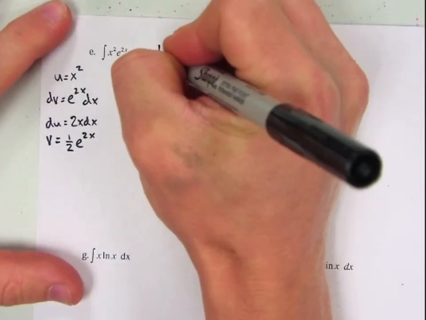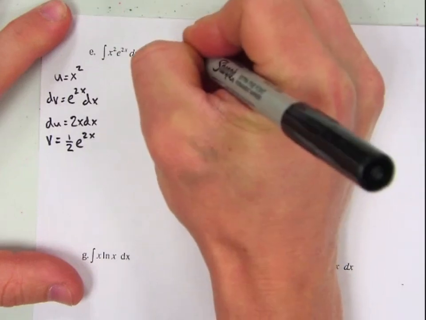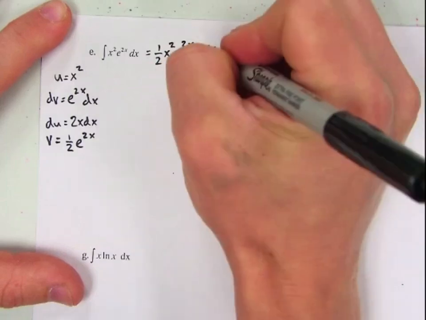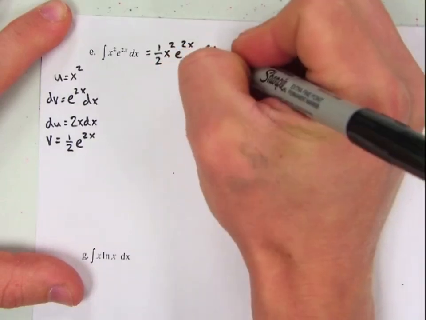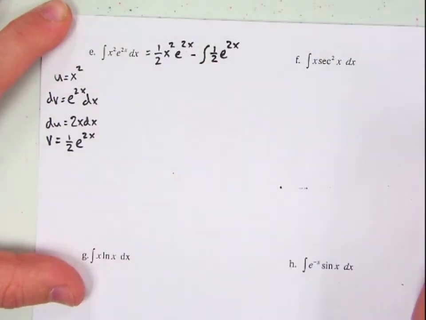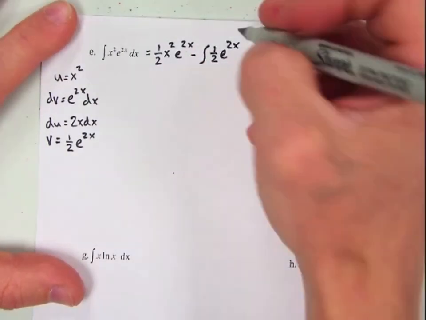You just start doing it. It's u and then du. No, the first one is u and v, right? uv, yeah, and then v du.